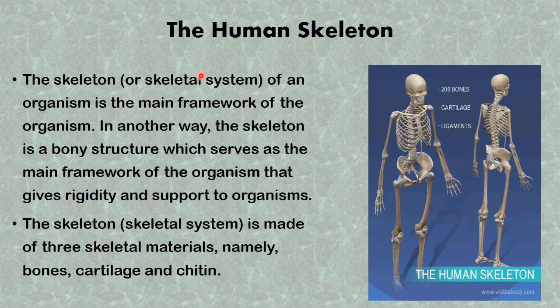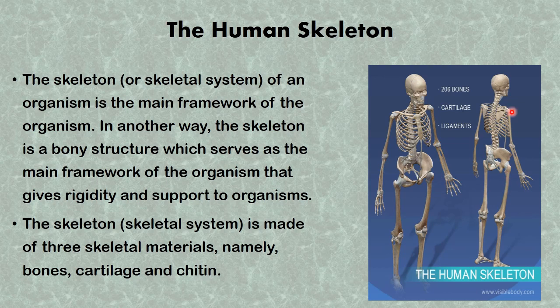Now moving along, we start with the human skeleton. The skeleton or skeletal system of an organism is the main frame of the organism. In another way, the skeleton is a bony structure which serves as the main frame of that organism that gives rigidity and support to organisms. Now the skeleton or skeletal system is made up of three skeletal materials, namely bones, cartilage, and chitin.